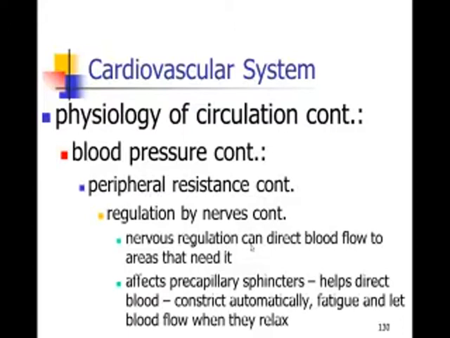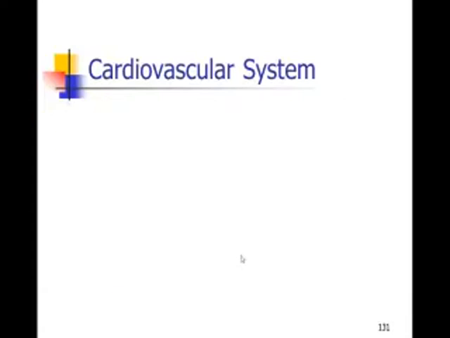There are precapillary sphincters. These can also help direct the flow. They constrict automatically when there is plenty of oxygen in the blood in their capillaries, and then they fatigue as the blood oxygen levels start to drop, and when they fatigue they relax, and it allows the blood to flow into that area. So this is a very cool sort of autoregulatory control that allows the blood to go or not go into areas based on need.